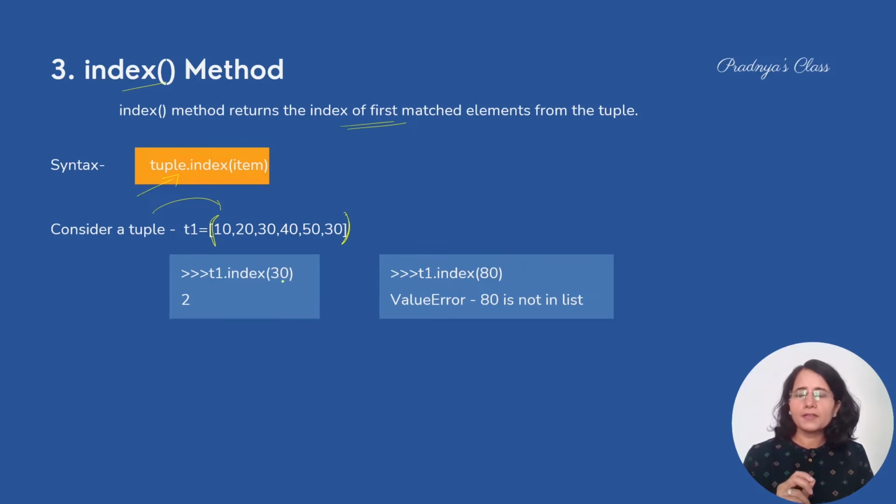So you can see I have to find out the index of 30, which is at this place. Even it is at this place also, because tuples allow duplicate entries, but it will give the index of the first matched element. So we will get 2. You can see here the index of this element is 2. If the item doesn't exist in the tuple, we will get the exception value error.